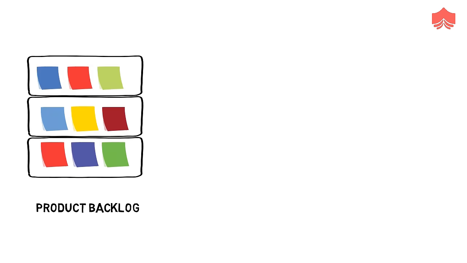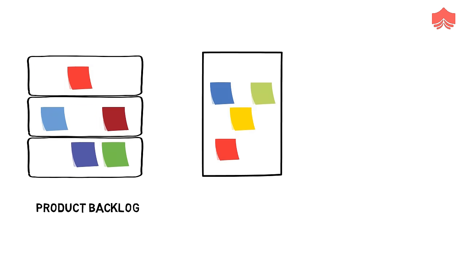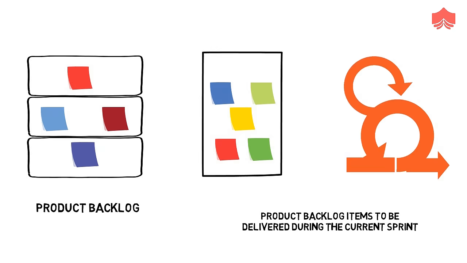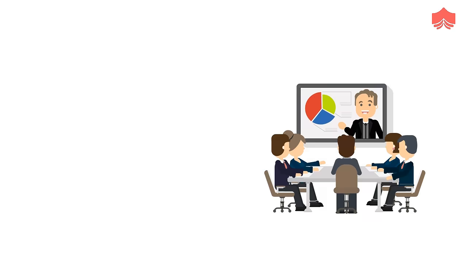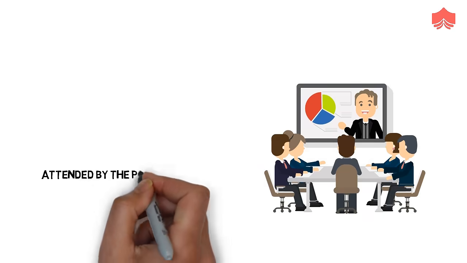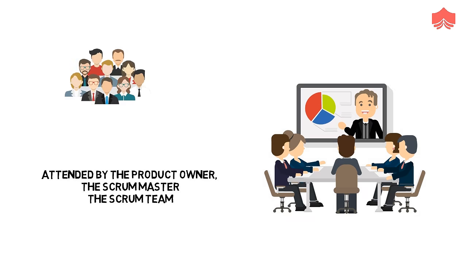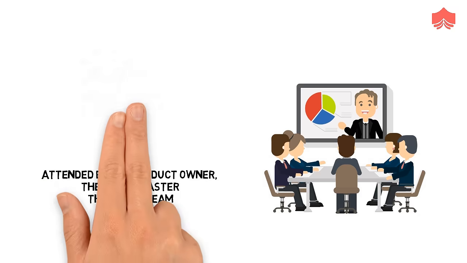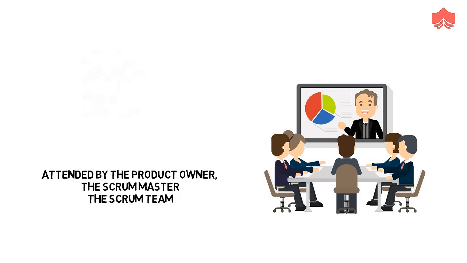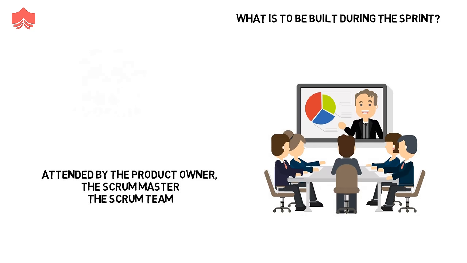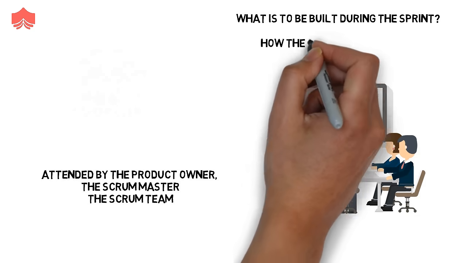This meeting is held with the objective of selecting the set of product backlog items which are to be delivered during the current sprint. It is attended by the product owner, the Scrum Master, and the entire Scrum team. Although the team can also invite other stakeholders to attend the meeting, this rarely happens in any company. The Sprint Planning Meeting mainly focuses on 2 things. First, what is to be built during the sprint, and second, how the team will build it.